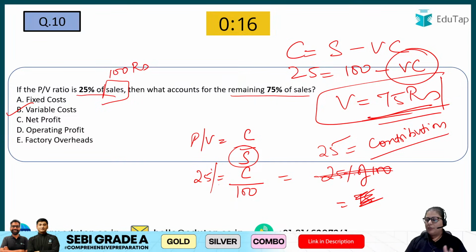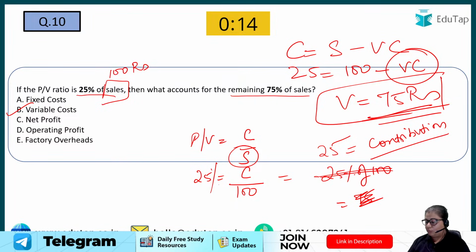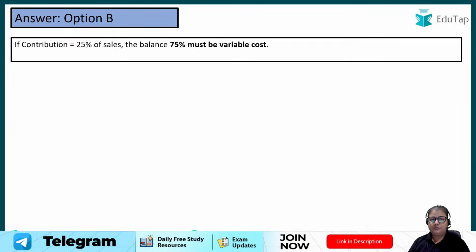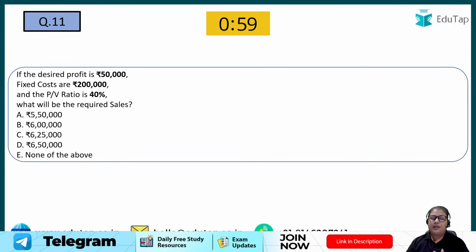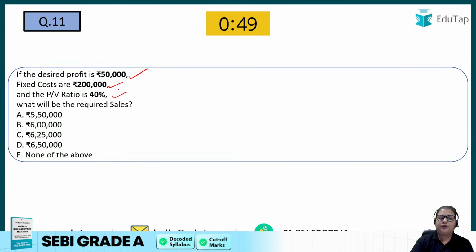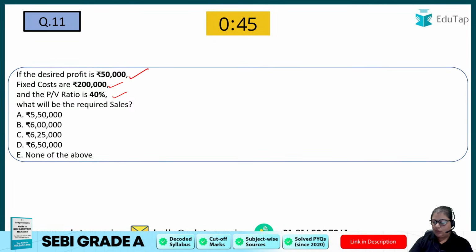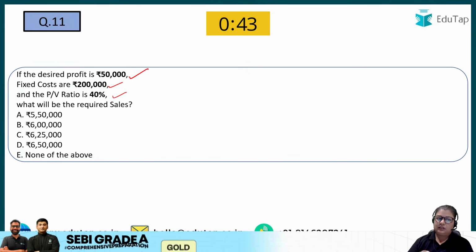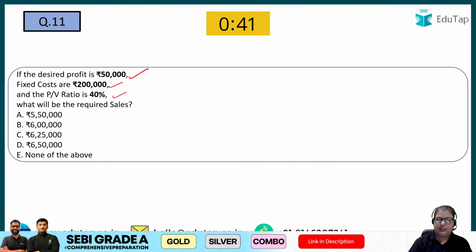Is it easy? So moving ahead, question number 11. Question number 11 क्या कह रहा है? If the desired profit is 50,000, fixed costs are 2 lakh and the PV ratio is also given to you, that is 40%, what will be the required sales? Okay, so there is a formula that says how do you calculate the required sales or target sales.